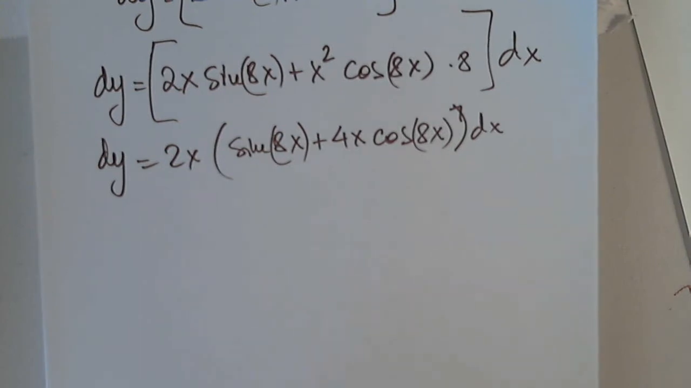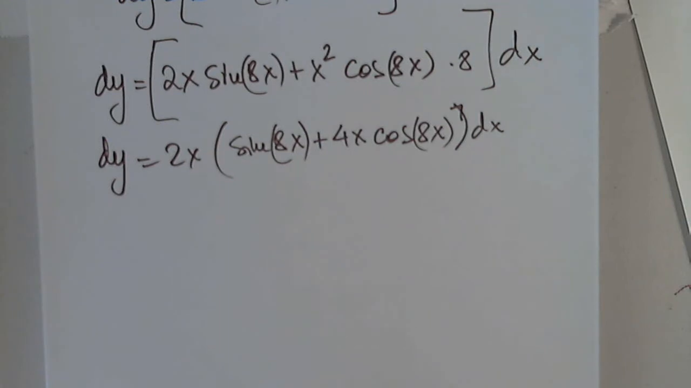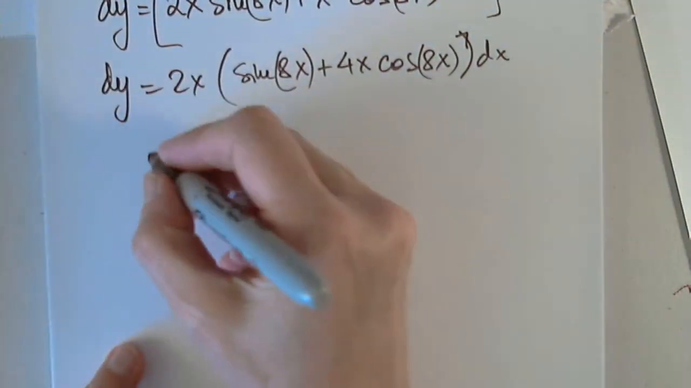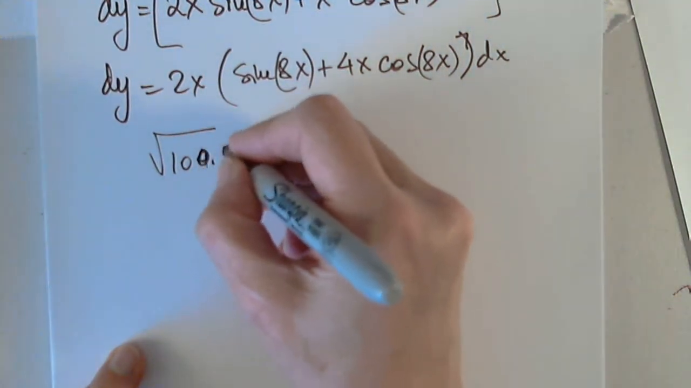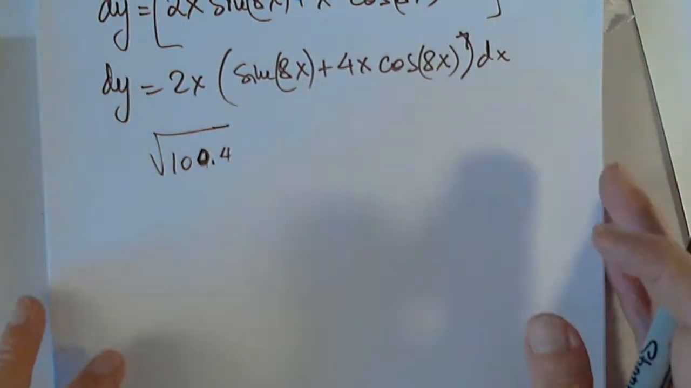Can we go over number 14? Yes, what does it say? Use differentials to estimate the square root of 100.4. Very good. So the square root of 104? No, 100.4. Yeah, 100.4. It has to be, dx has to be.